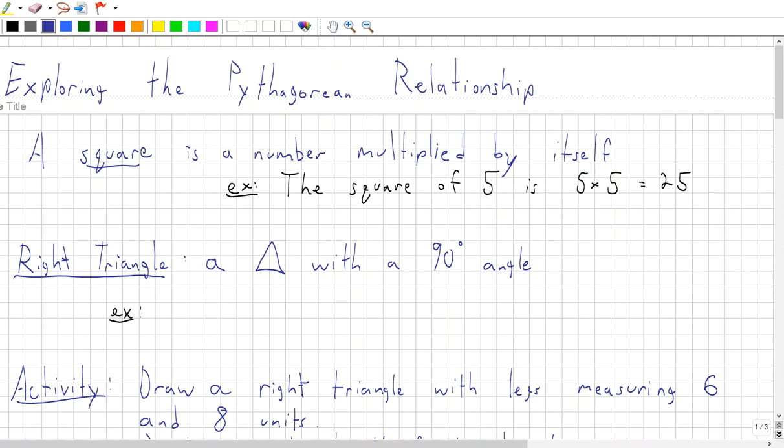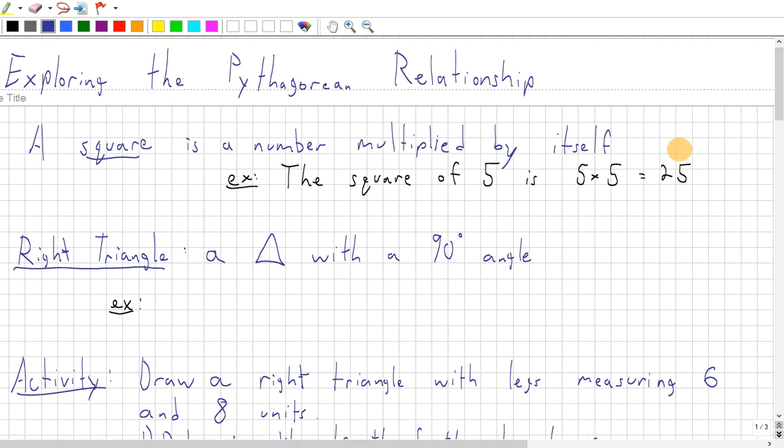The square root, if we went backwards and took the square root of 25, then that answer would be 5. And in relationship to squares and side lengths, we kind of saw the square as the area and the square root as the side length. And that will become very apparent in this video here.